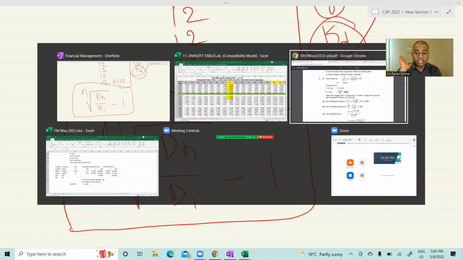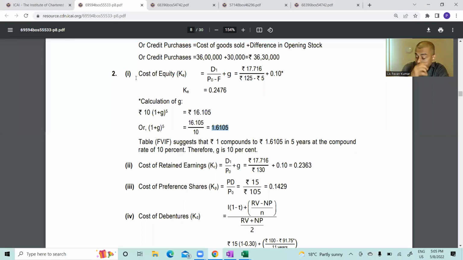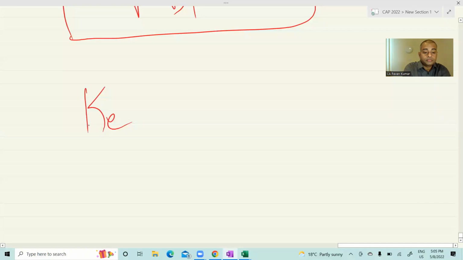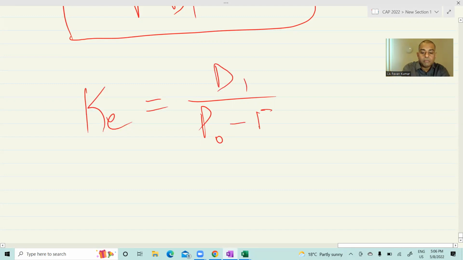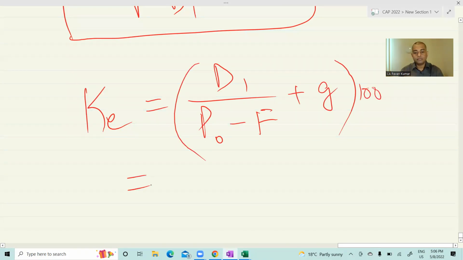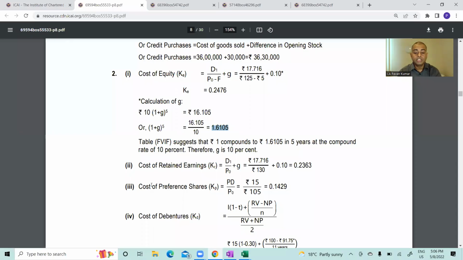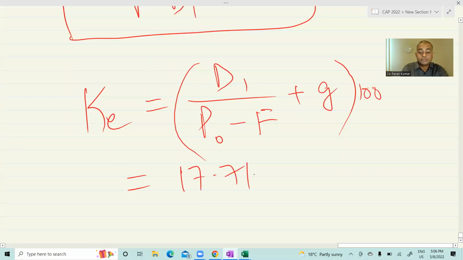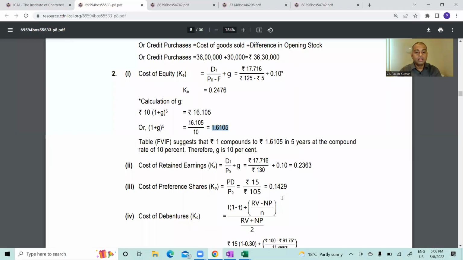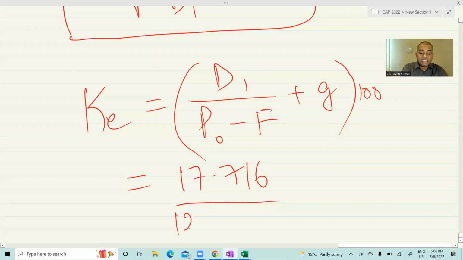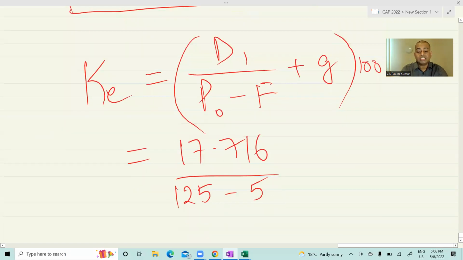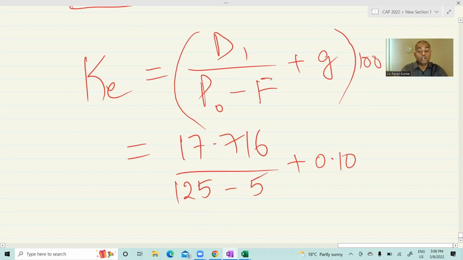Okay, anyway. So now that we understand growth rate is 10, write the equation. Cost of equity KE is equal to D1 by P0, because in this problem flotation cost is given, minus F, plus growth rate into 100. D1 is already given in the question, 17.716, divided by issue price 125 minus flotation cost 5, plus growth rate.